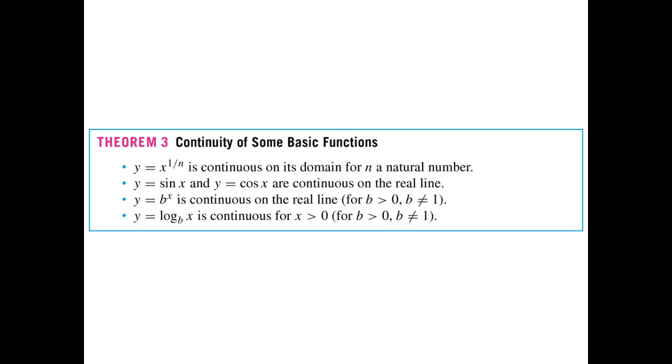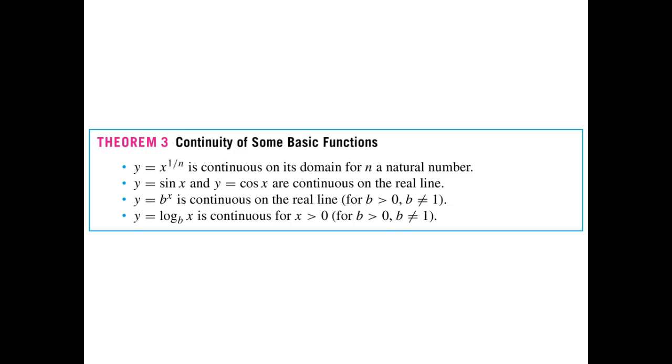So n can't be a whole number now, because whole numbers include the number 0. You can't do 1 over 0 up here. So you have to exclude 0. So now we're dealing with only natural numbers, which are also called your counting numbers. 1, 2, 3, 4, 5, 6, 7. So as long as n is any one of those, this is continuous on the domain of that. Always.